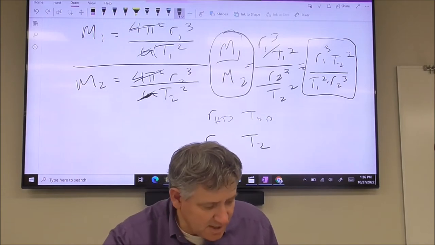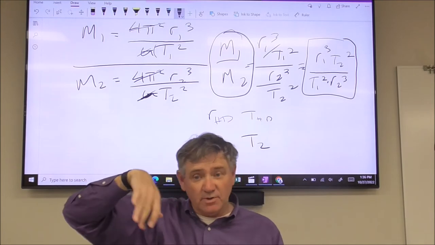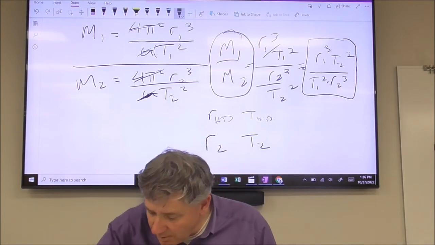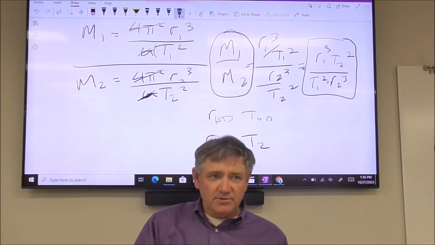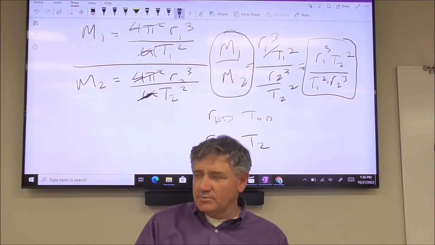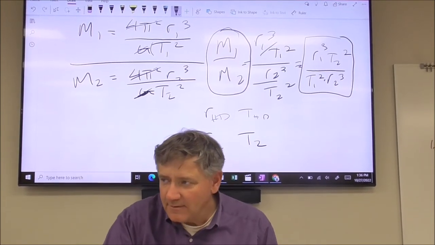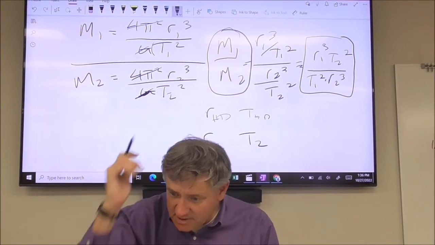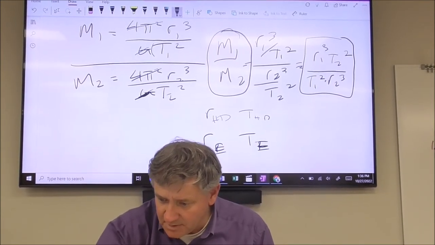Now, which planet do you want to use for our sun? Do you want to use Mercury? Venus? Earth? Which one do you want to use? Earth. Why? Because it's 1 AU. So this is going to be the radius of the Earth, and this is going to be the period of the Earth.